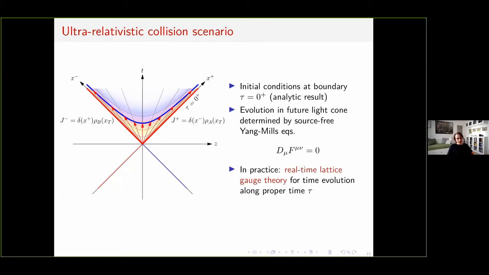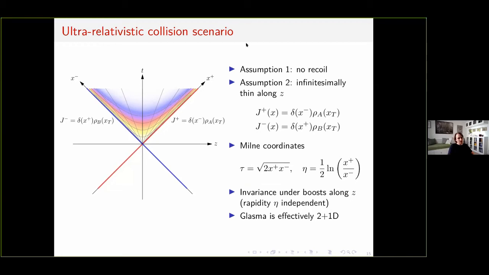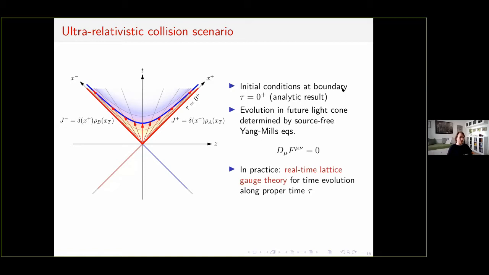Now, the next step is to insert these delta-like currents into your Yang-Mills equation and try to see if you can solve maybe just a fraction of the problem. And it turns out that you can actually determine the Yang-Mills fields at the boundary of the forward light cone. So that means basically at this red boundary here. So that's tau zero plus, so coming from above, right? And there you actually know what the field should look like.